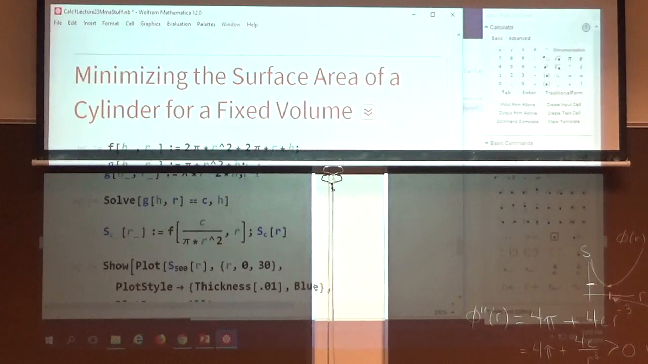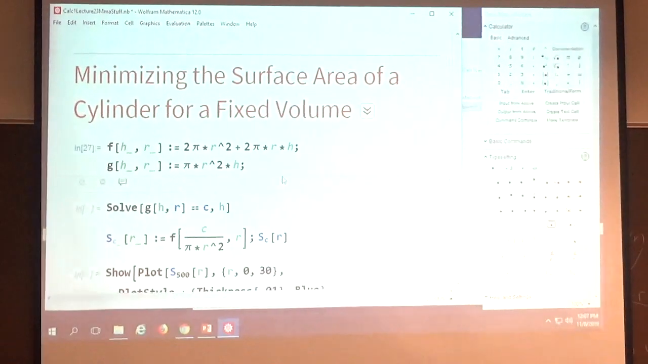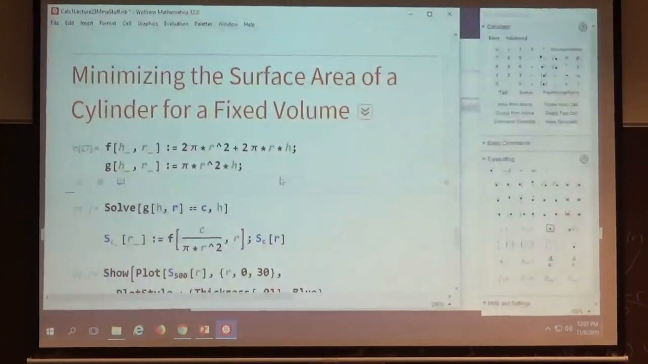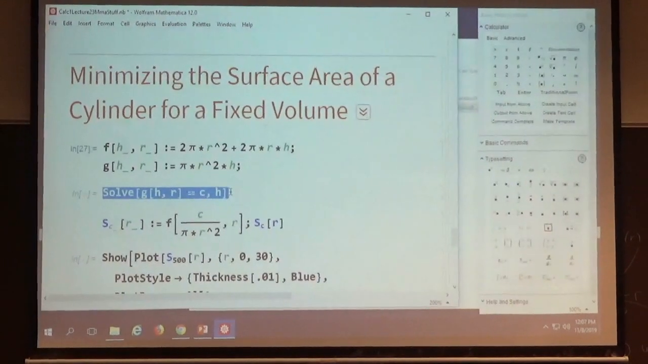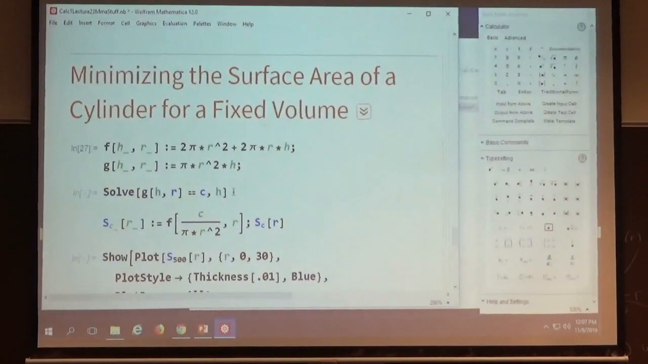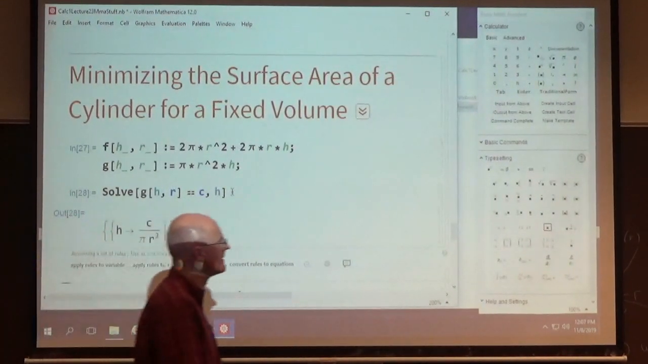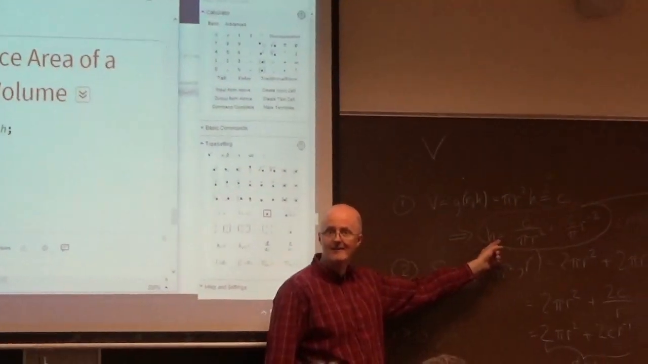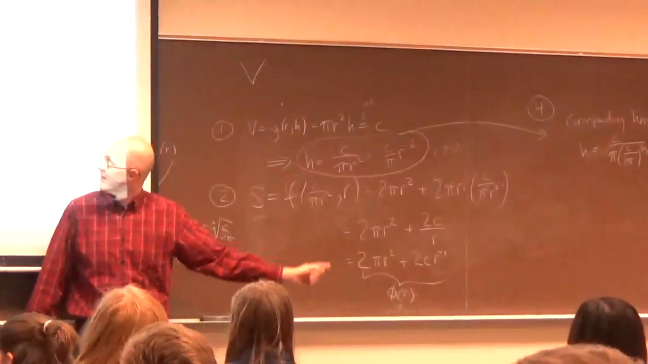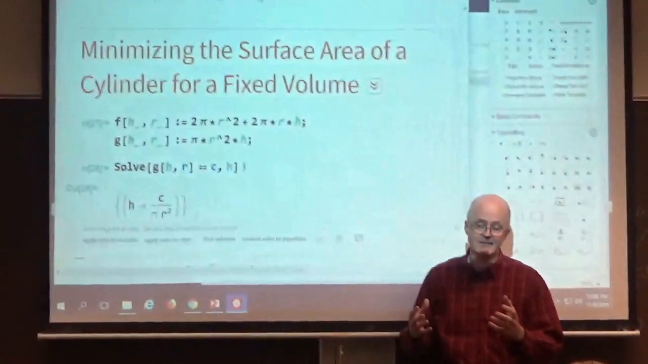Here I'm entering my f and g functions. Notice the underscores and the colon equals. Here I'm solving the constraint equation for h in terms of r. C over pi r squared. And back over here, that's this thing. That's how the height depends on the radius if the volume is c.